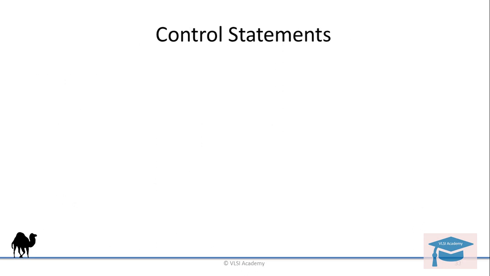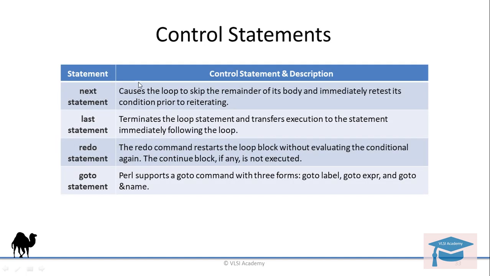Let us now explore some of the commonly used control statements which come very handy while writing a program and help the programmer to write a program easily and efficiently. So here are some of them. The next statement will skip the remainder of the loop and go back to the beginning of the loop, while the last statement will exit the loop and hand over the execution to the statement after the loop. The redo statement will restart the loop again with the previously tested condition. The goto statement transfers the program control to a particular label or expression, just like C programming.